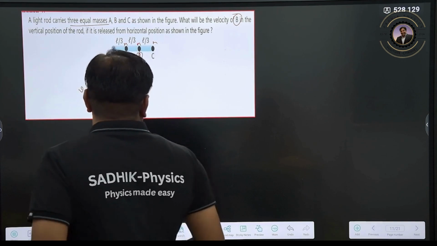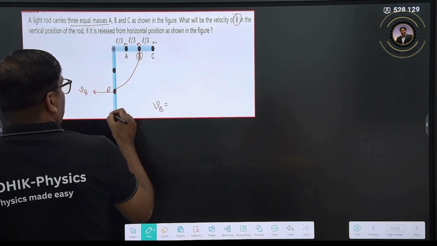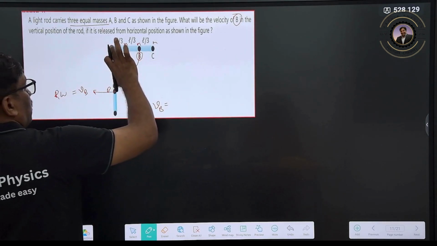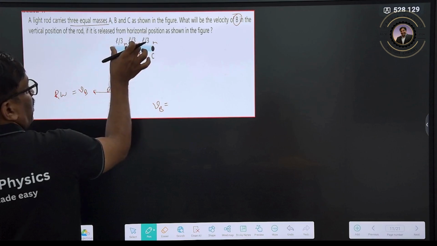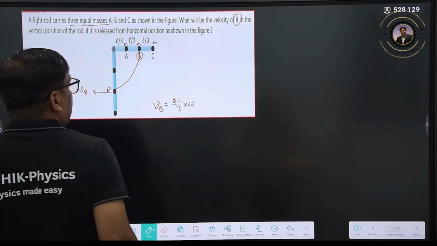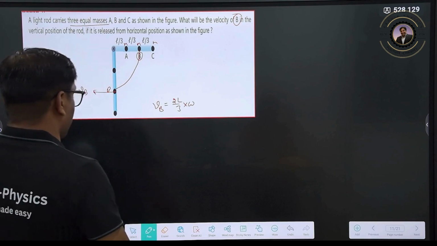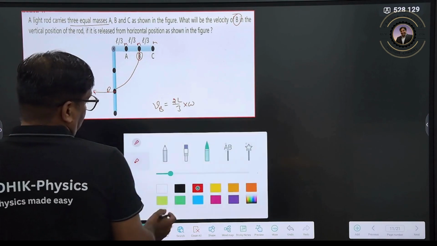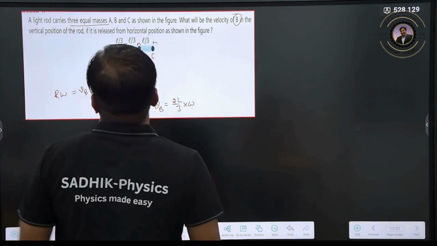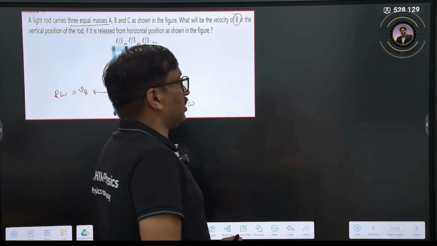So just now we discussed how the velocity of B will be. That is nothing but r omega. Correct? So what is this r? r is nothing but L by 3 plus L by 3, therefore 2L by 3, into omega. Now again the same story, we have to calculate omega, but here it is slightly different. Let us see. Now it is a light rod. Light rod means this rod does not have any mass, right?